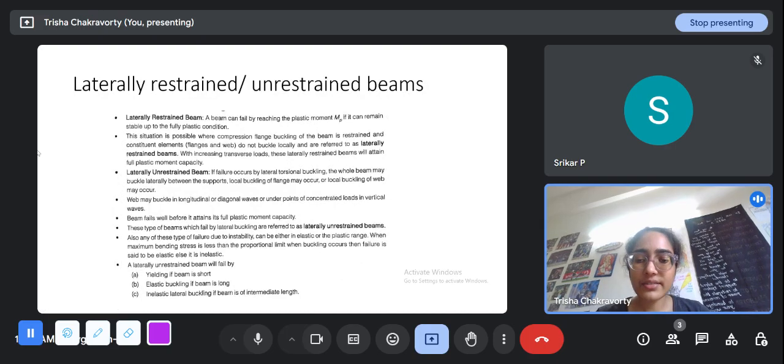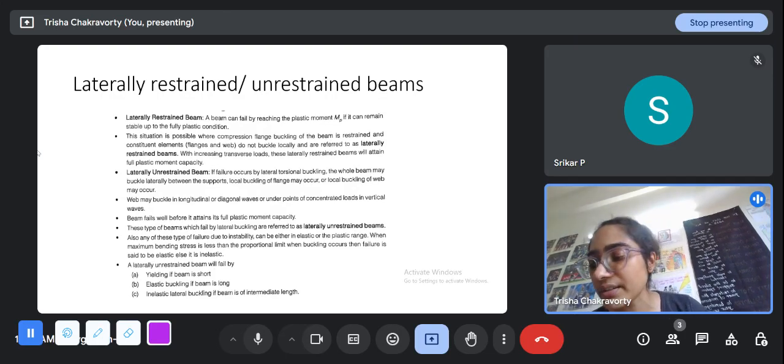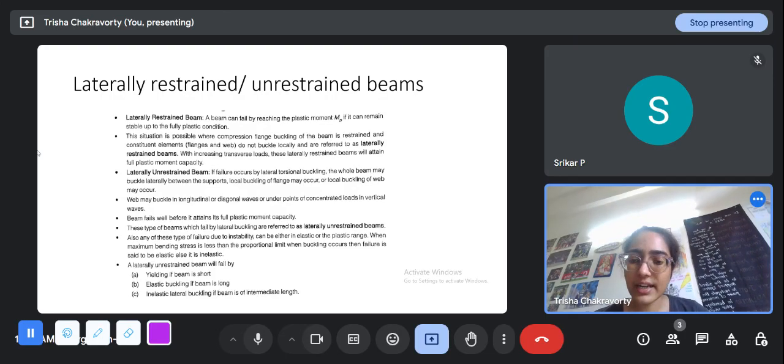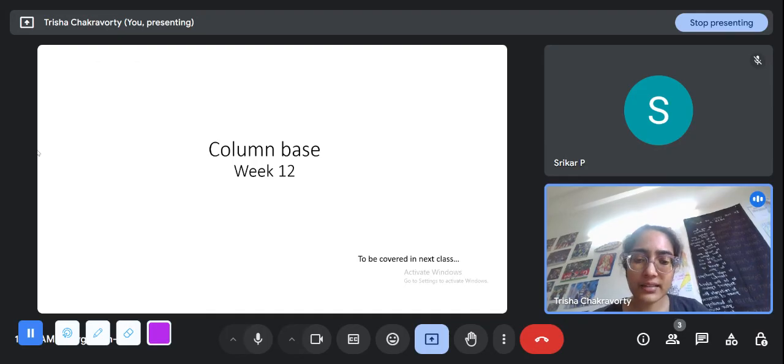Laterally restrained and unrestrained beams. We looked at last class how to distinguish between them, and there are different criteria that we have to use. Column base will be covered in the next class.